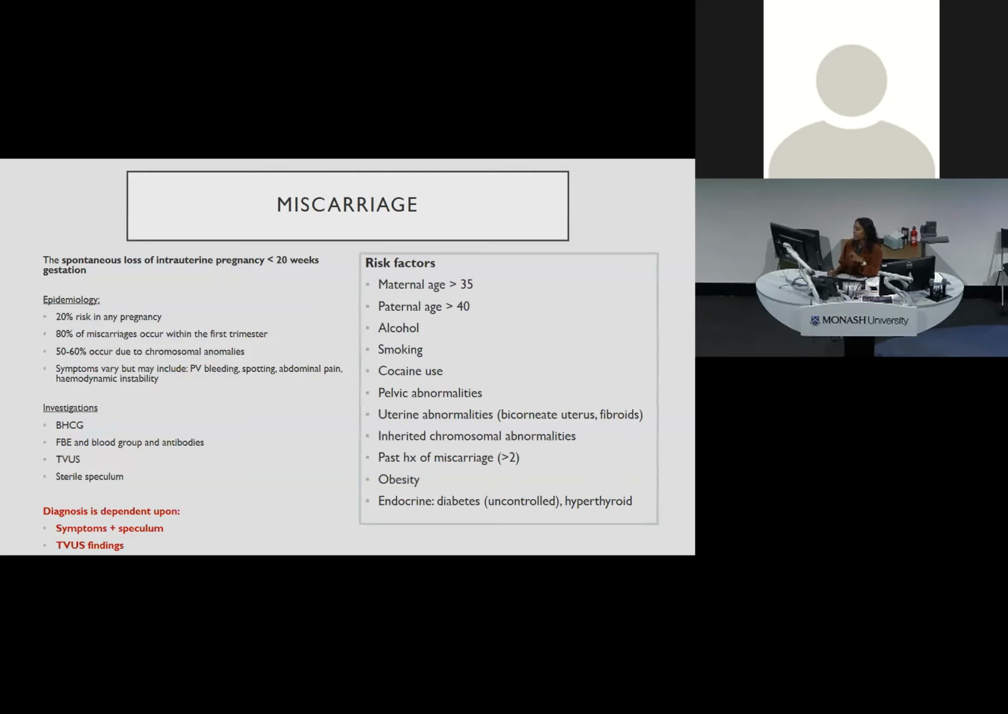So your risk factors would be both advanced maternal and paternal age, alcohol, smoking, and cocaine use. Pelvic and uterine abnormalities increase the risk of miscarriage because of just the anatomy and the likelihood of having a pregnancy embed properly in the endometrial tissue. A past history of miscarriage, once you've had 2 miscarriages, that's when your risk of having more increases, and also maternal obesity, but also comorbidities associated with the endocrine system.